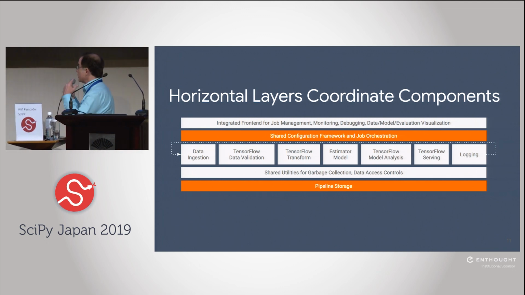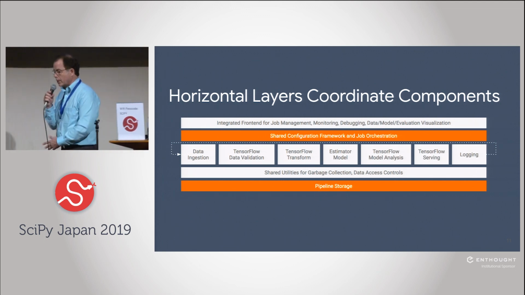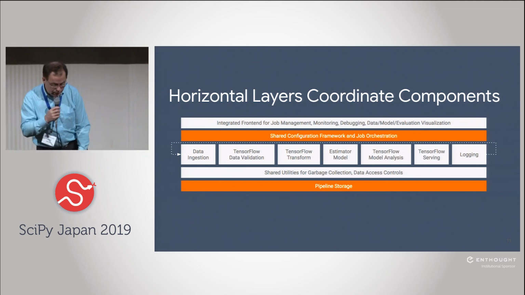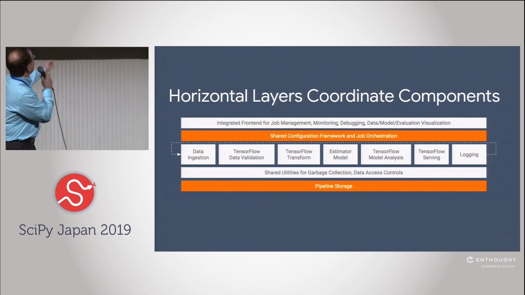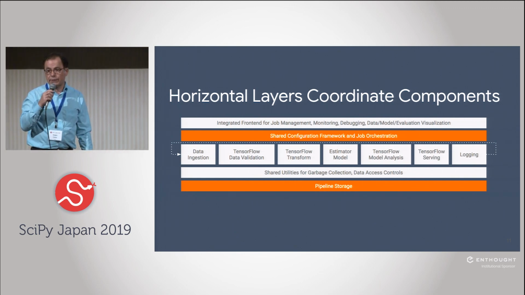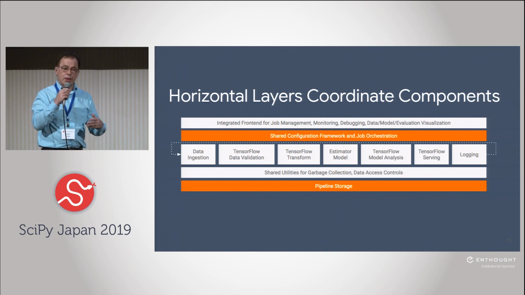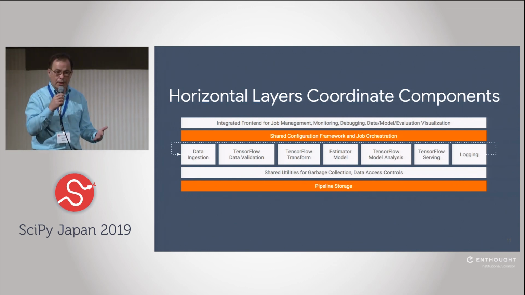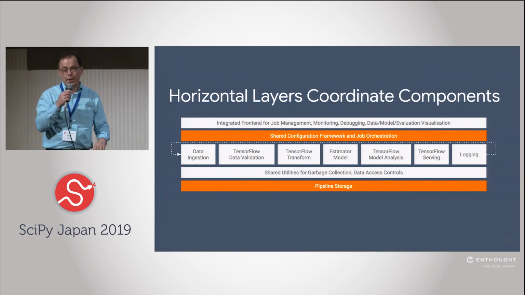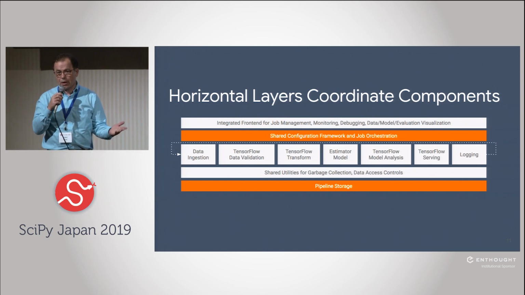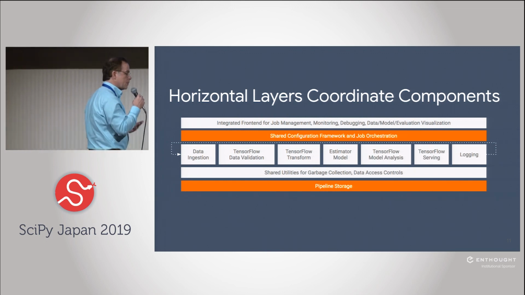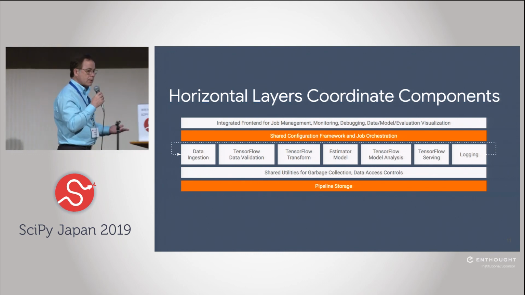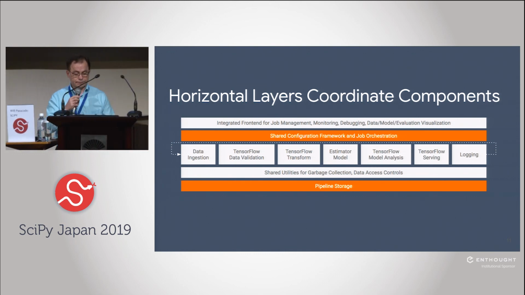There's also horizontal layers that become very important in a machine learning pipeline architecture. So orchestration is a key factor. Orchestration means creating and managing and maintaining your pipeline, as well as pipeline storage and the artifacts that you store in it, become very important, especially over the life cycle of a pipeline.